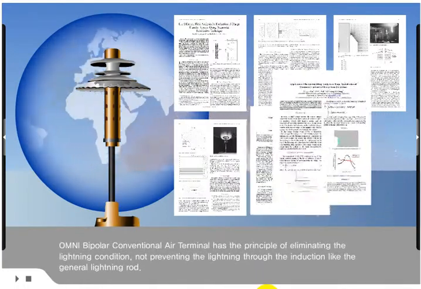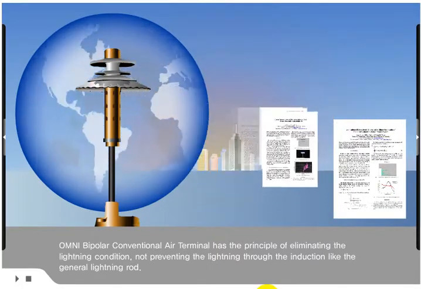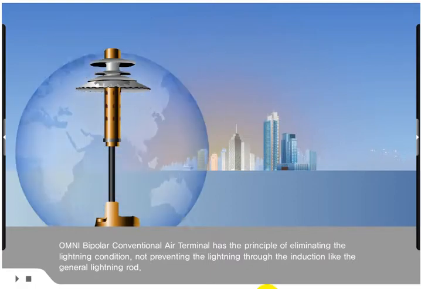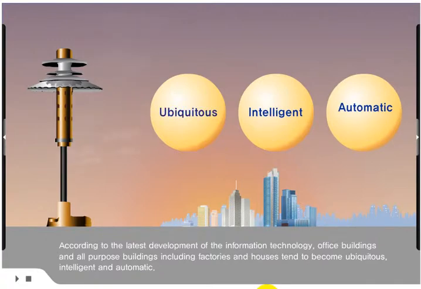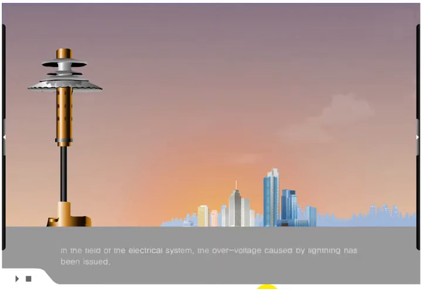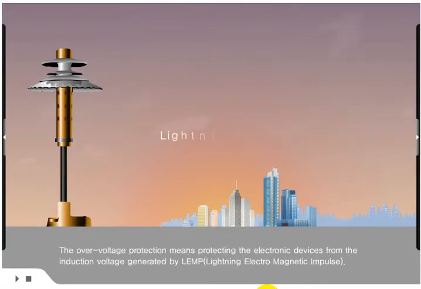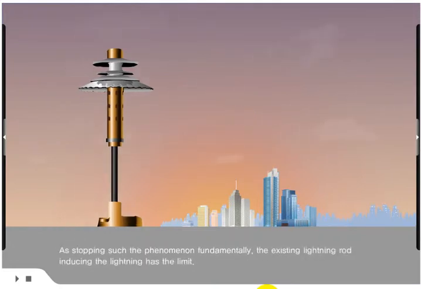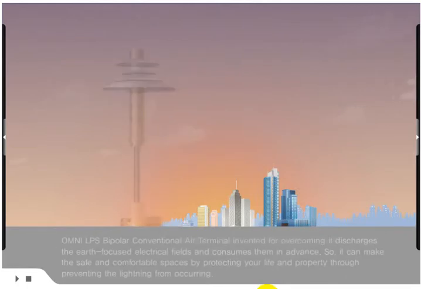The Omni bipolar conventional air terminal has the principle of eliminating the lightning condition, not preventing the lightning through induction like the general lightning rod. According to the latest development, information technology office buildings and all-purpose buildings, including factories and houses, tend to become ubiquitous, intelligent, and automatic. In the field of electrical systems, the overvoltage caused by lightning has become an issue. Overvoltage protection means protecting the electronic devices from the induction voltage generated by LEMP, lightning electromagnetic impulse. For stopping such a phenomenon fundamentally, the existing lightning rod inducing the lightning has limits.